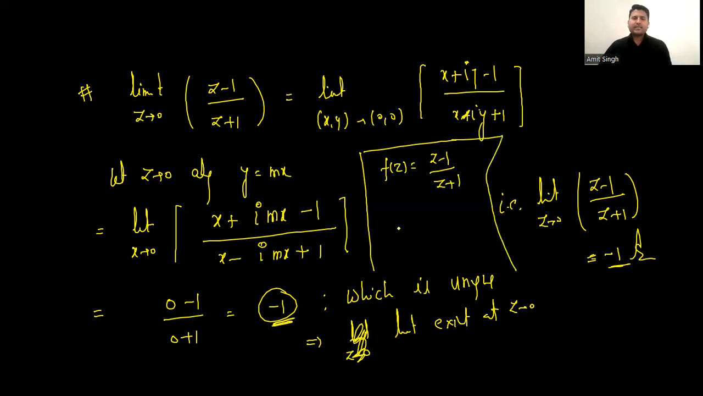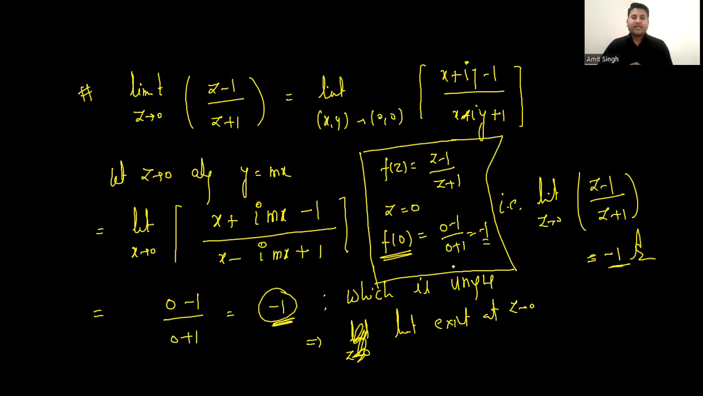And what is the point? The point is z equal to 0. So I can say the limit exists and it is -1. Now I need to find the value of the function at z equal to 0. Put z equal to 0. So (0 minus 1) over (0 plus 1) is also -1. So the limit exists with value -1. Moreover, the value of the function also exists at the point, which is -1.